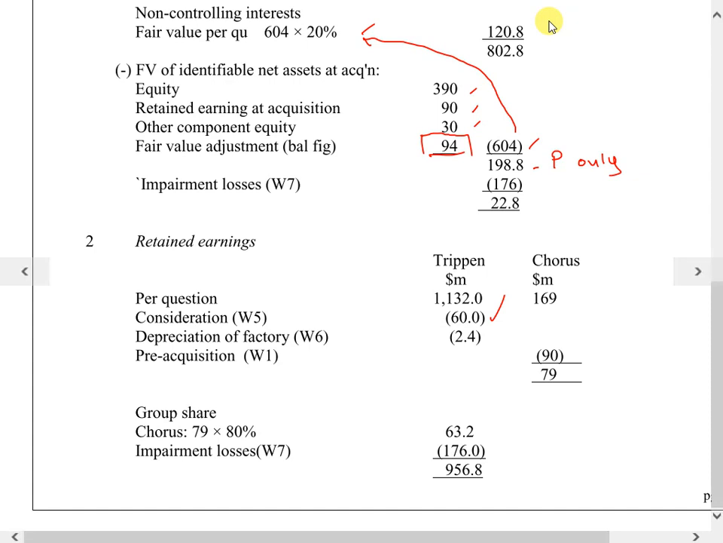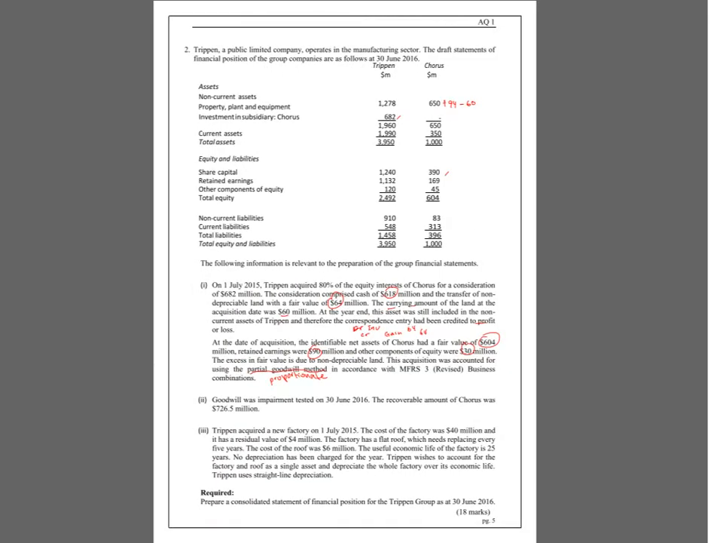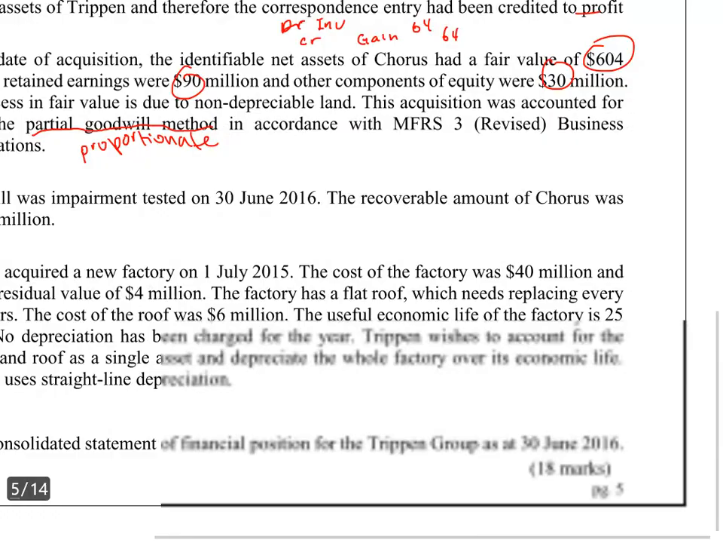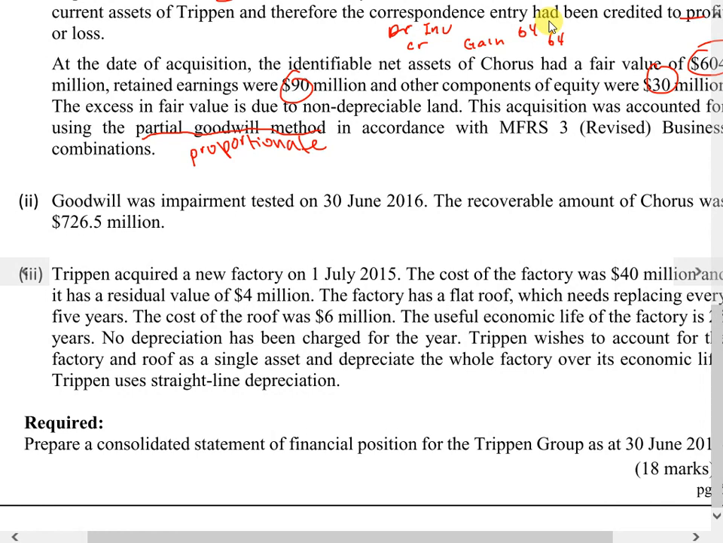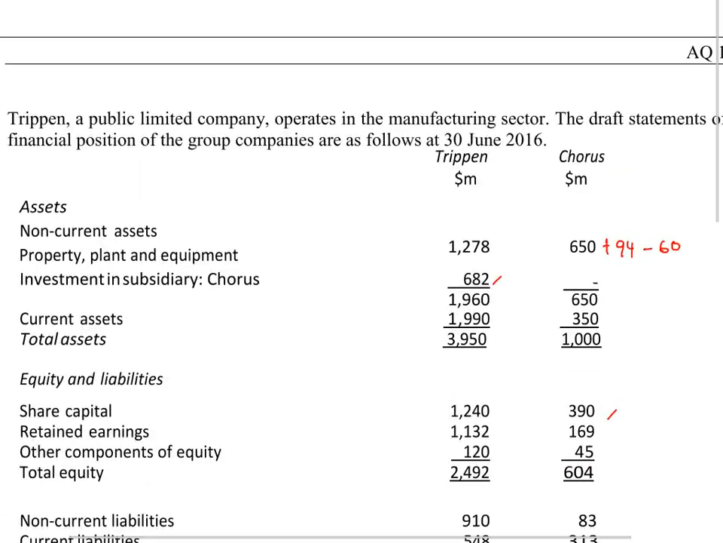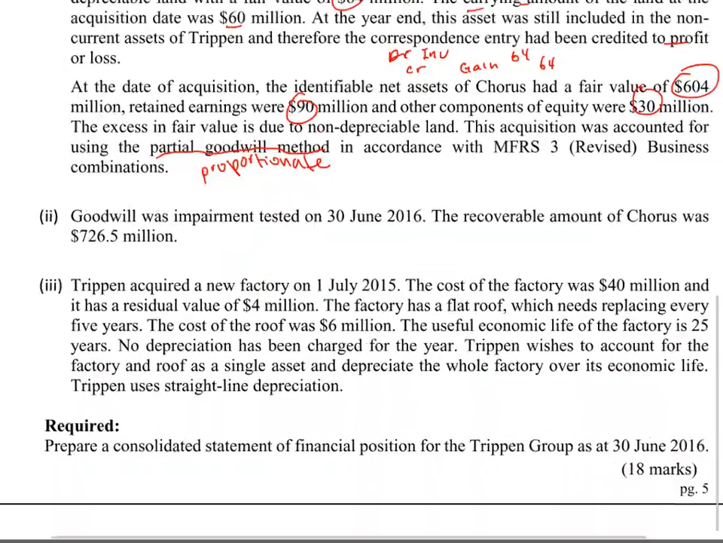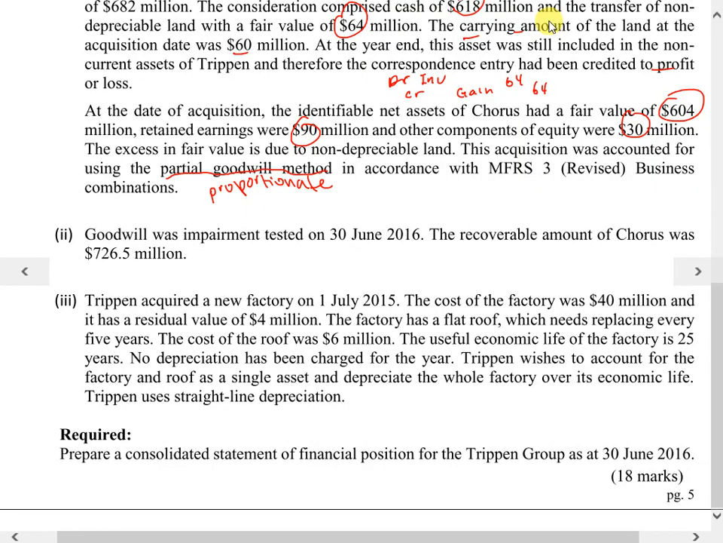Okay, continue. Note 3. Note 2 is impairment, we do it later. Note 3. Trippen acquired a new factory on 1st July 2015. We are now in June 2016, so beginning of the year. The cost of the factory is 40 million, and it has got a residual value, means it can be sold for 4 million after the useful life.